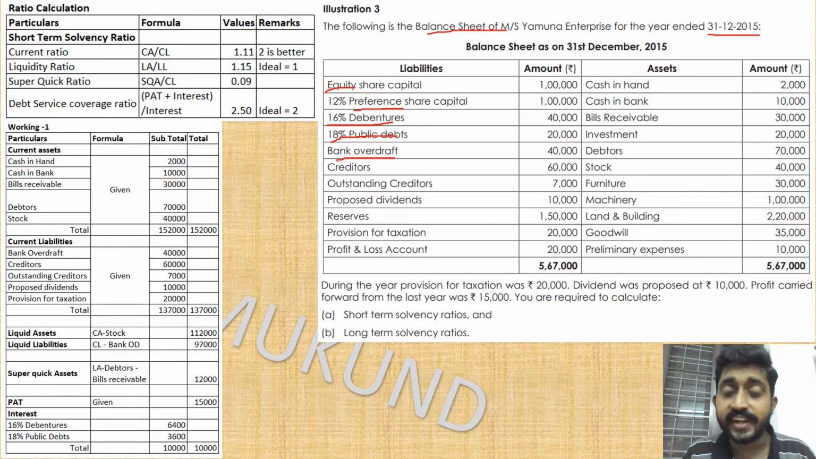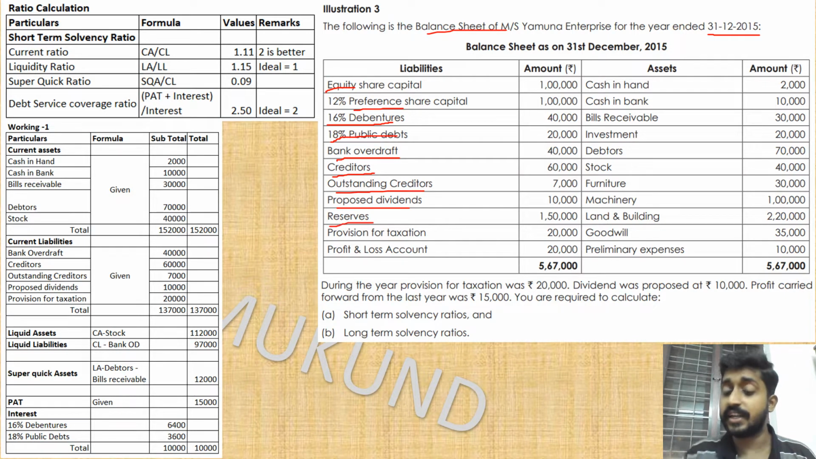Next, bank overdraft is a current liability. It's a short tenure loan that the bank has provided to you, so it's a current liability. Next, creditors is what you have to pay to the vendor, that's also a current liability. Outstanding creditors. Next is proposed dividend. You have proposed some dividend in this year, so that is also lying in the balance sheet. Proposed dividends also form part of current liability because you have declared a dividend and you will pay it in the next 4-5 months.